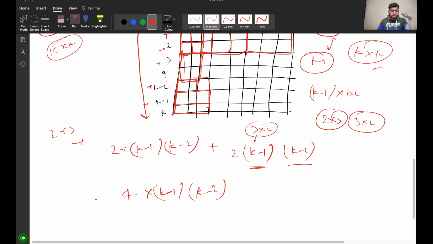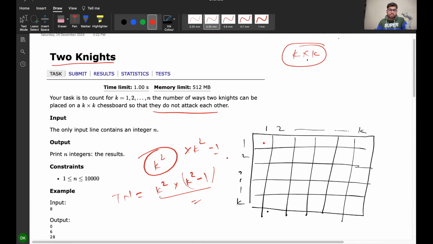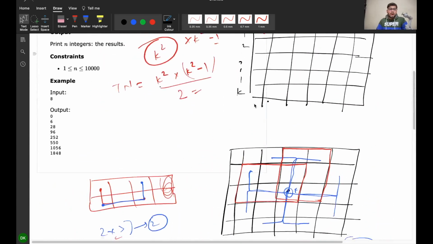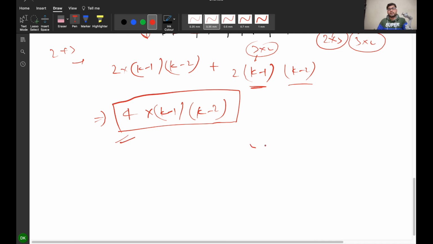Okay, so these are the possible ways of attacking two knights to each other. And the maximum number of ways of placing two knights in a k by k matrix is k square into k square minus 1 divided by 2, because both knights are identical. Okay, so after taking the difference between this and this, we will get the total number of possible ways of placing two knights so that they don't attack each other in a k by k matrix.